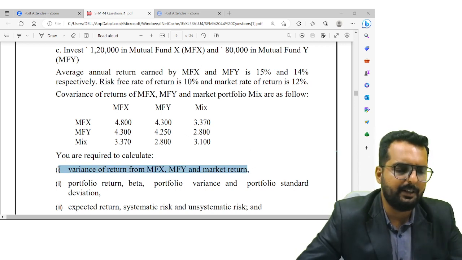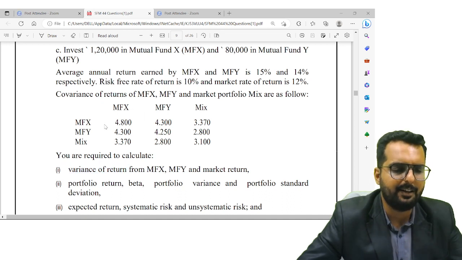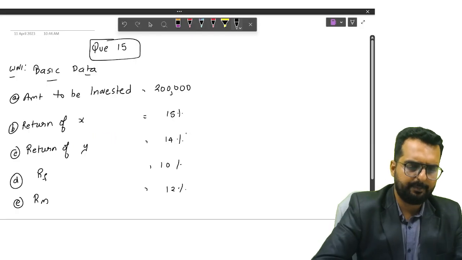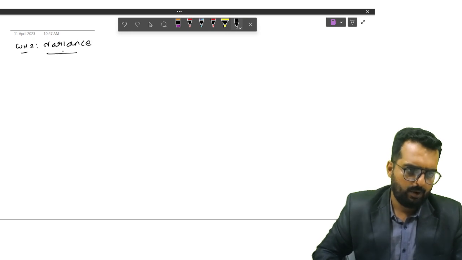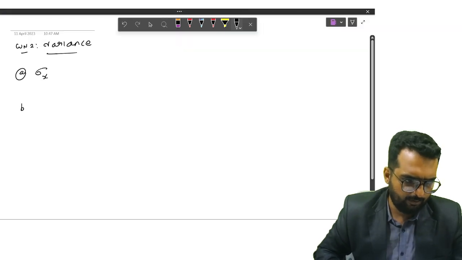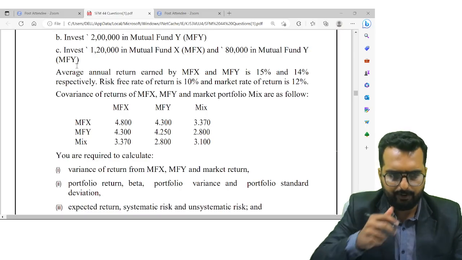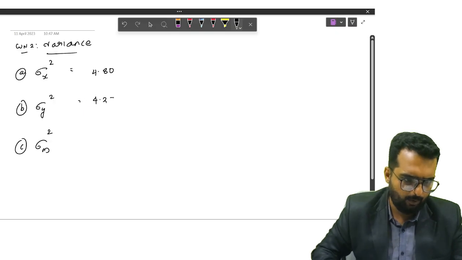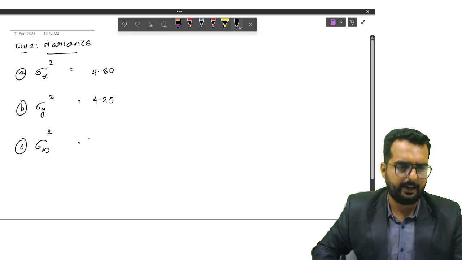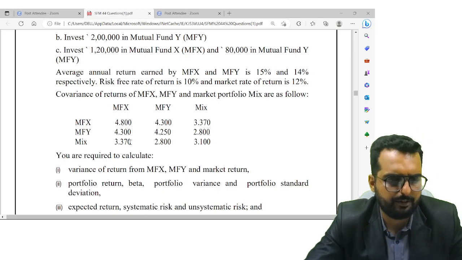Now if you read the first requirement, that's exactly the same. They're asking you to find out the variance of the returns for X, Y and the market. That is directly given over here, friends. So I'll write down variance of X, variance of Y, variance of the market. How much is variance of X? Everyone tell me. 4.8. What is variance of Y? 4.25. What is variance of the market? 3.10. Everybody clear with this part? So we got the first requirement.